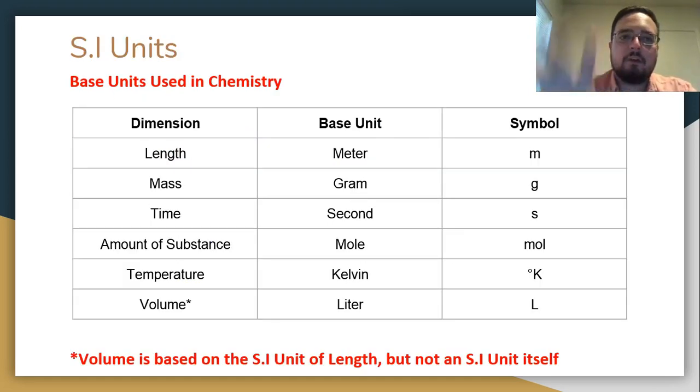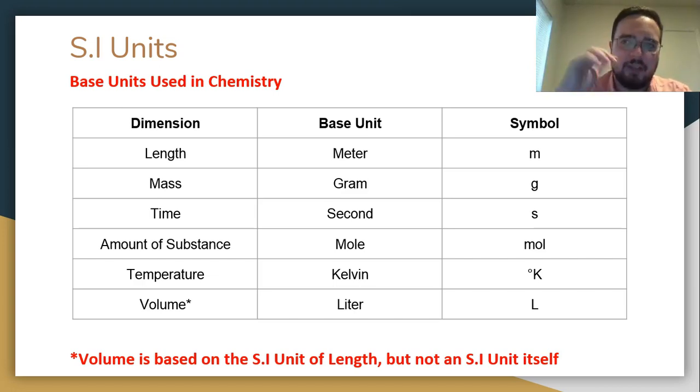So these are some of the base units that are used in chemistry. How I've broken this table down is the dimension that we're trying to define is on the left-hand side. The base unit that we use is in the middle, and then the symbol for that base unit is on the right-hand side. So length, we use meter always, and meter is defined by a little m. Mass, not weight, mass is defined by gram, which is represented by a little g. Time, a lot of people think is in minutes, but actually, we define it in seconds. And that's represented by a little s.